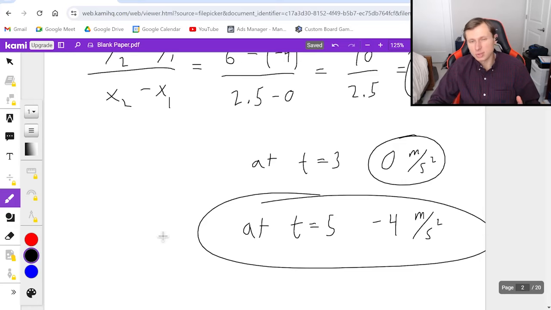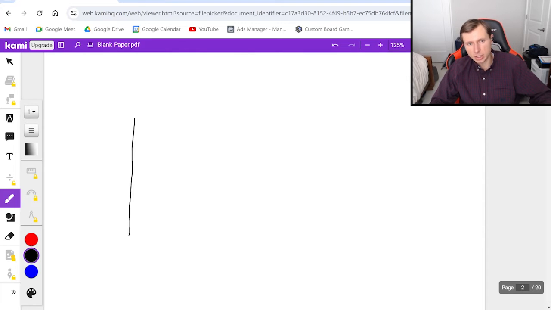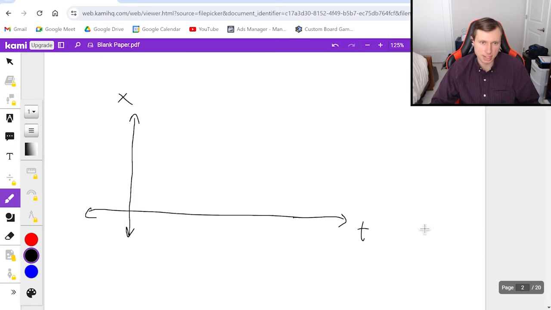So that's it for the first one. We got a couple more examples for you to give it another try at, gain some mastery. And so here's the next one. For the next one, I'm going to have a position versus time graph, x versus t.